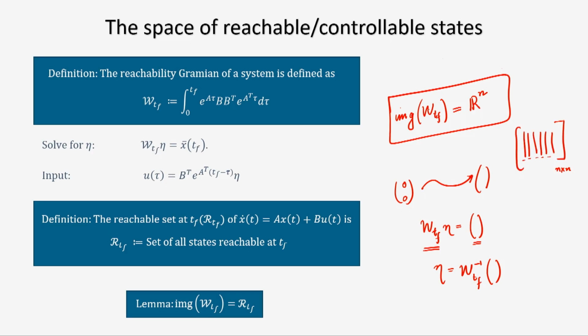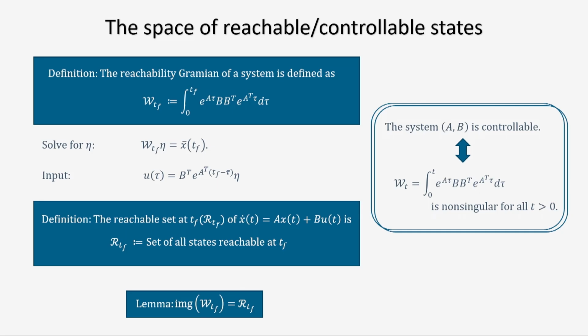So, the image of WTF must be equal to Rn, and in other words it also means that in the controllability Gramian, each column should be linearly independent of the others, because there are n columns. So, if the image of WTF has to be equal to Rn, then all the n columns must be linearly independent of each other, which means the rank of the matrix must be n.